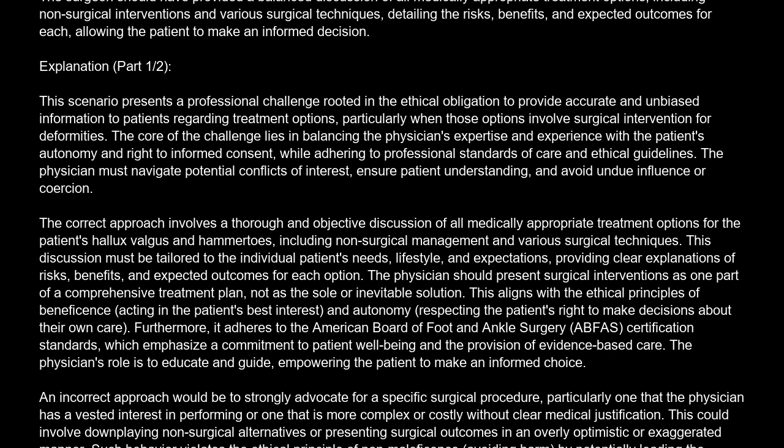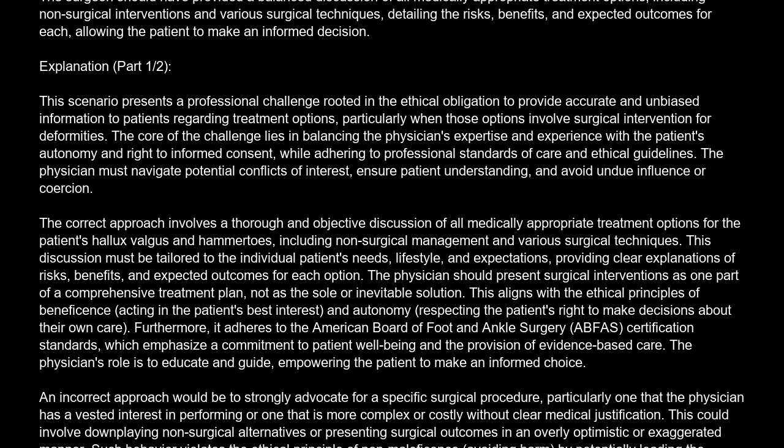Explanation. This scenario presents a professional challenge rooted in the ethical obligation to provide accurate and unbiased information to patients regarding treatment options, particularly when those options involve surgical intervention for deformities. The core of the challenge lies in balancing the physician's expertise and experience with the patient's autonomy and right to informed consent, while adhering to professional standards of care and ethical guidelines. The physician must navigate potential conflicts of interest, ensure patient understanding, and avoid undue influence or coercion.